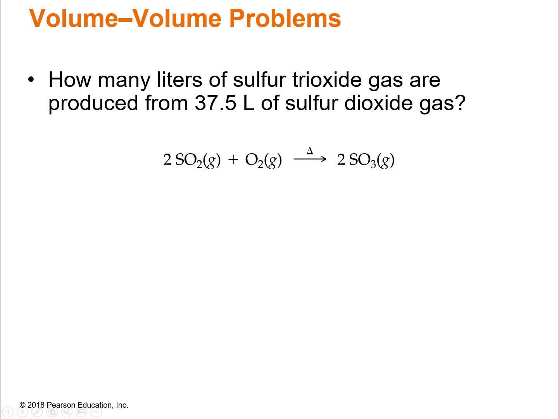So now I want you to try one. How many liters of sulfur trioxide gas are produced from 37.5 liters of sulfur dioxide gas? So we're looking at these two. I'll give you a minute to set it up, but you probably won't even need your calculator once you set it up. You can put your answer in the chat. I'll start setting up the problem.